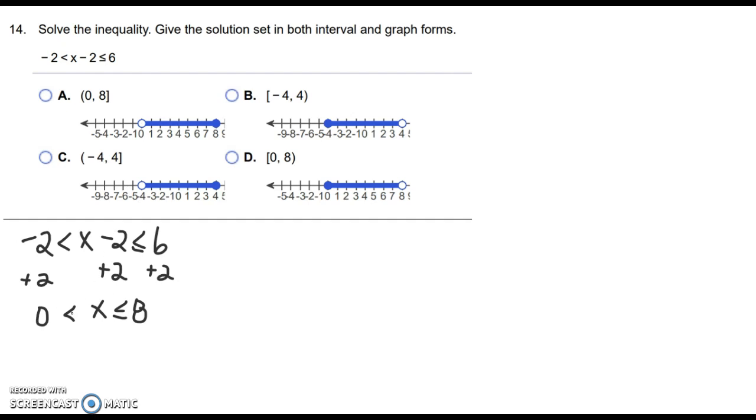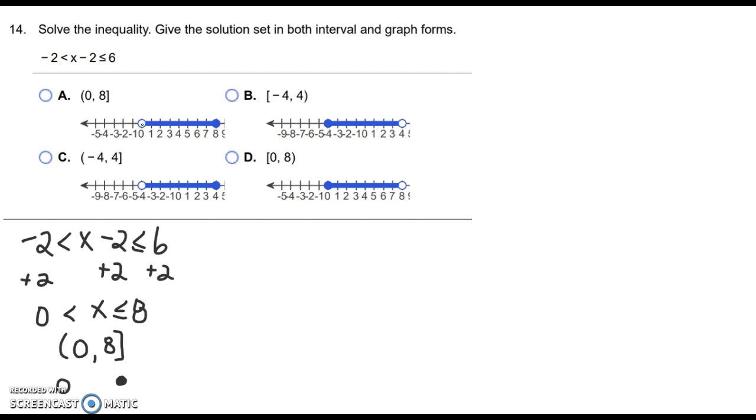0 has no line underneath it, so that corresponds to a parenthesis with 0. 8 has a line underneath, so that corresponds with a bracket. The parenthesis is an open circle, and the bracket is a closed circle, which we don't see as much, but it looks like they use those symbols in this example. So we're now between 0 and 8. 0 gets a parenthesis, 8 gets a bracket.